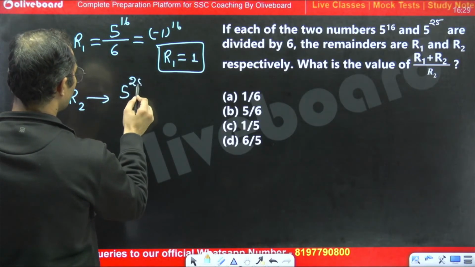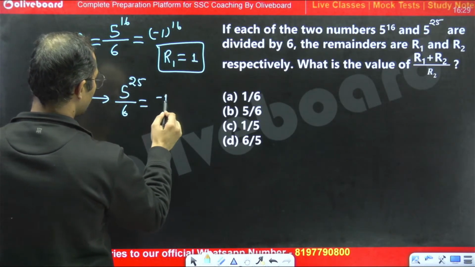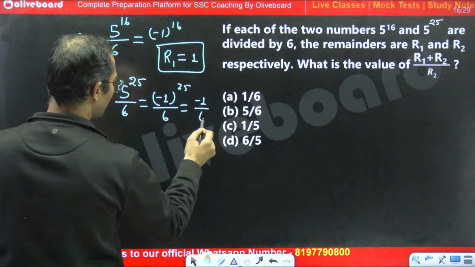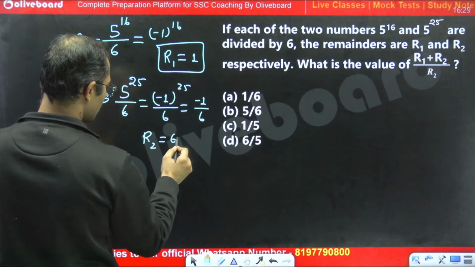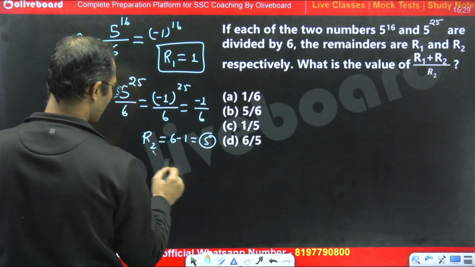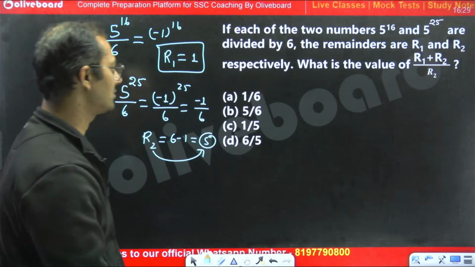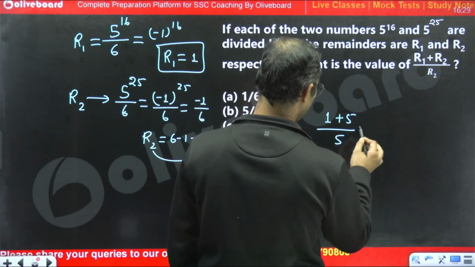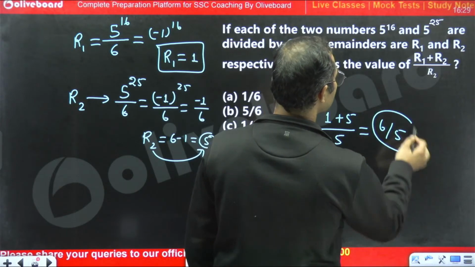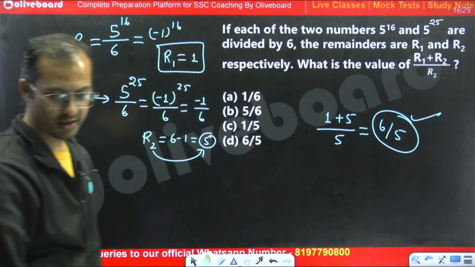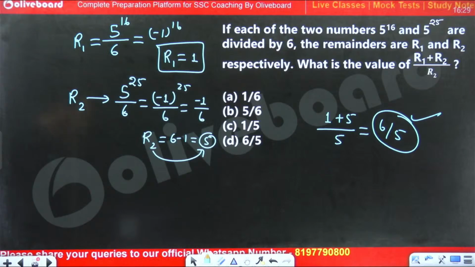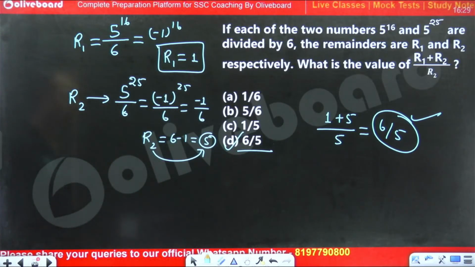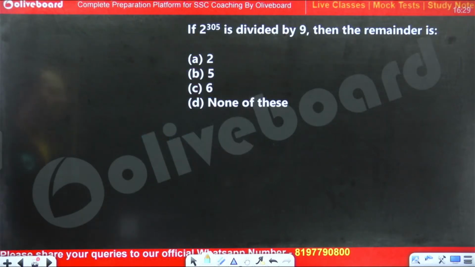Okay, R2. So remainder 2 is what? 5 to the power 25 divided by 6. So minus 1 to the power 25 divided by 6. So R2 is what? 6 minus 1, that is 5. Now what is the value of R1? So 1 plus 5 divided by 5. So 6 by 5 is the right answer. So simply we can say that D is the right answer.